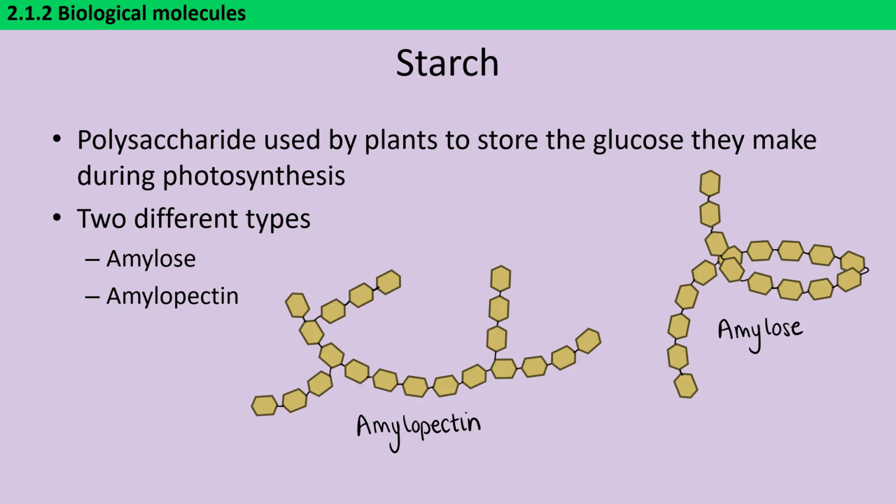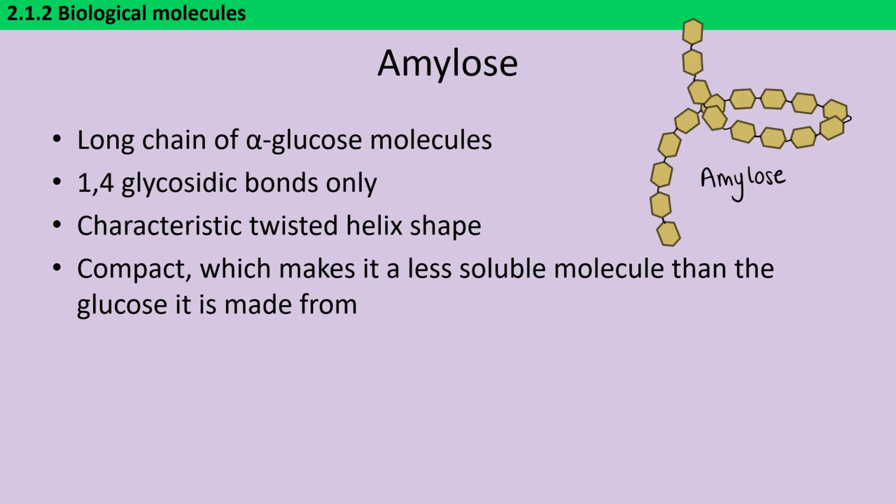Whereas at GCSE we just talked about starch, now you need to learn about the 2 different molecules that make it up. So these are called amylose and amylopectin. The first of the 2 polysaccharides that make up starch is amylose, and this is a very long chain of alpha glucose molecules.